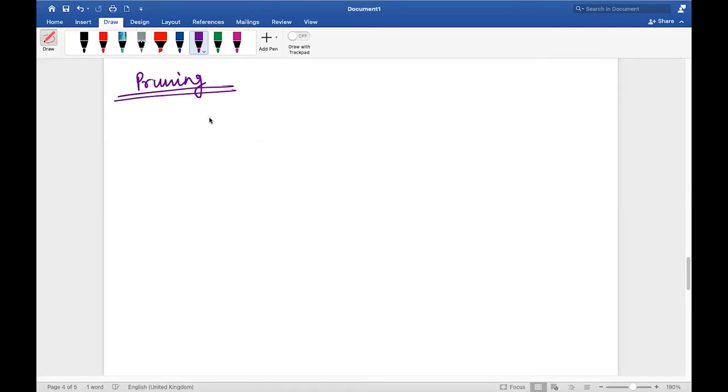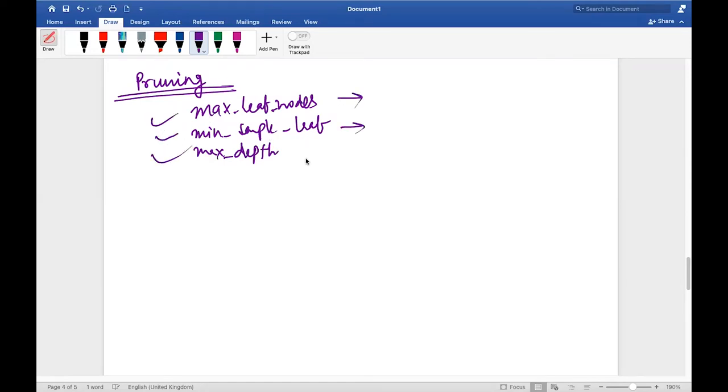Now, all the concepts that we learned, there is a name to them, like max leaf nodes. What does it mean? Maximum number of leaf nodes. So there you will see these types of words. Max underscore depth, we have already spoken about. So all these things we have spoken about, you just have to relate with the name.